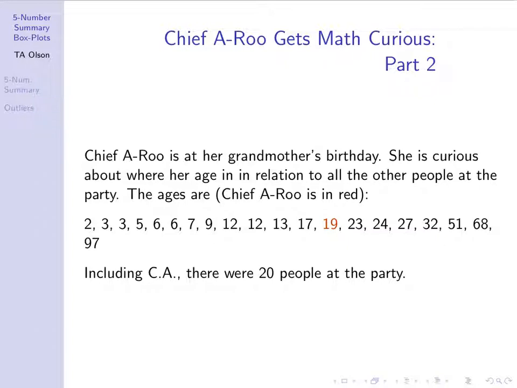So in this case, there's 20 people at the party. Their ages are as follows: 2, 3, 3, 5, 6, 6, 7, 9, 12, 12, 13, 17, 19. That's where Chifaru is. 23, 24, 27, 32, 51, 68, and 97. So there's 20 people at the party, ranging from very young to very old.